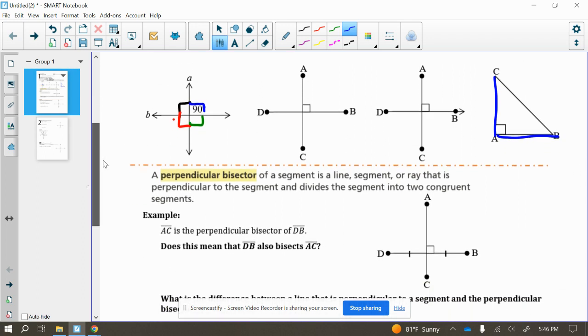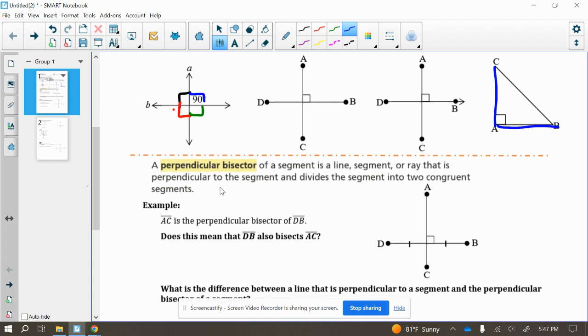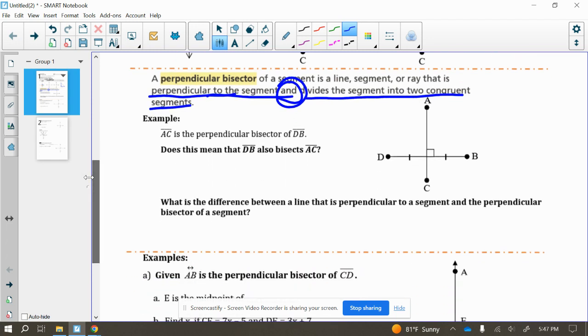Okay. Now, a perpendicular bisector not only creates that right angle, again, it's perpendicular to a segment, but the important piece here, it also is going to divide it into two congruent segments. So you're perpendicular and you're bisecting. So in this example that's given here, AC is the perpendicular bisector of segment DB. Now, a reminder, we can only bisect segments, and just because something is a perpendicular bisector, it doesn't mean it is necessarily getting bisected as well.